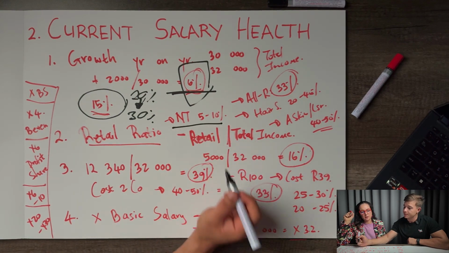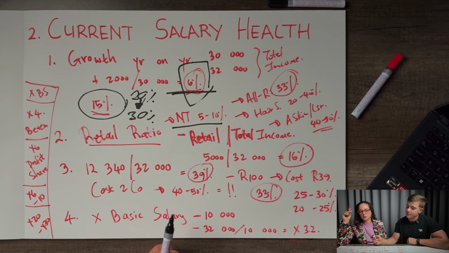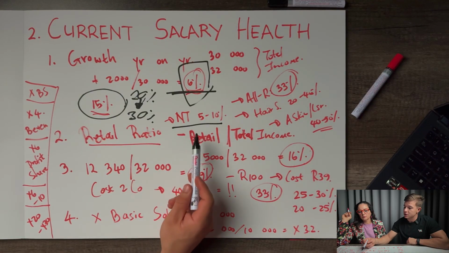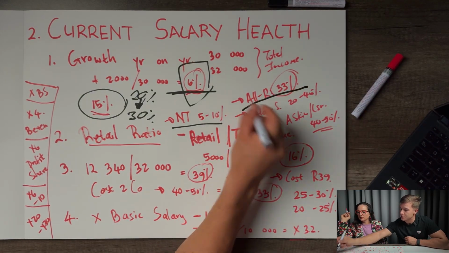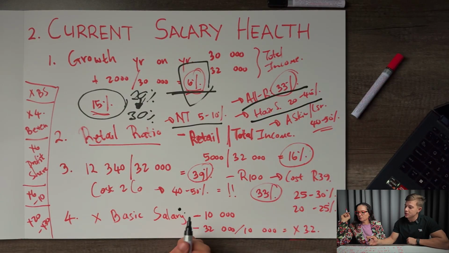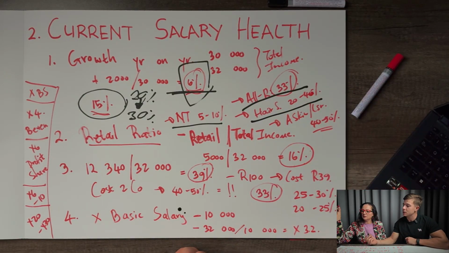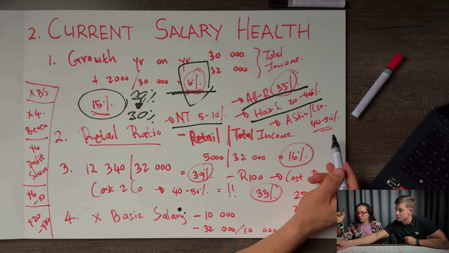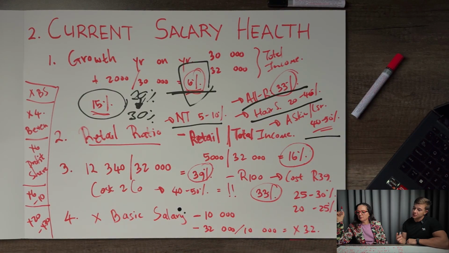So nail techs. For retail percentage. For retail percentage, as a percentage of income, your retail is nail techs 5 to 10, then all-rounders 33, and hairstylists 20 to 30. 20 to 40. Yes. And then aesthetic skin and laser therapist is going to be 40 to 50.